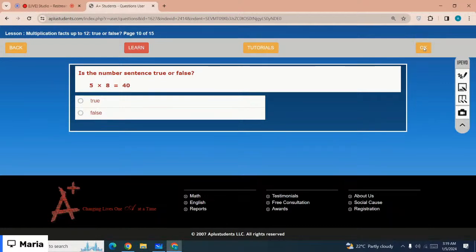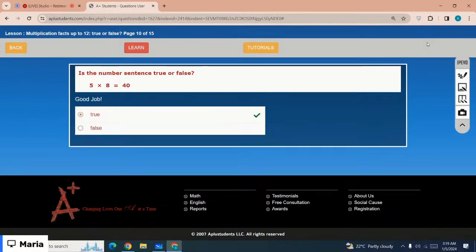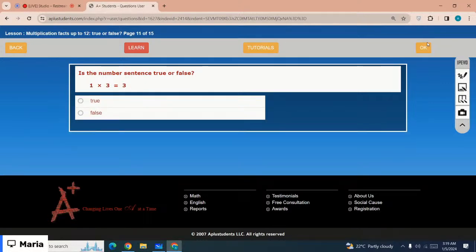Eight times five is 40. True it is. The correct option is true. Is the number sentence true or false? 1 times 3 equals 3, which is the correct option. Very good. True it is. 1 times 3 equals 3, that is true.